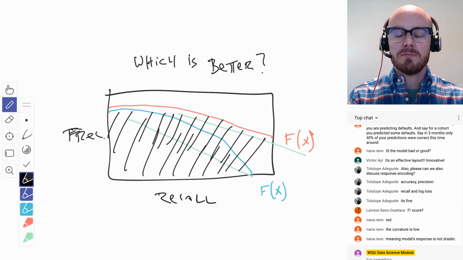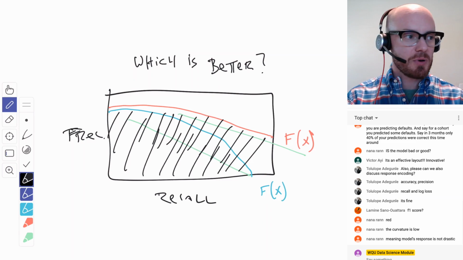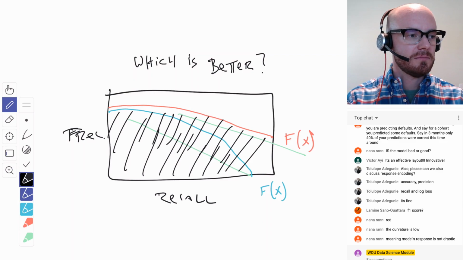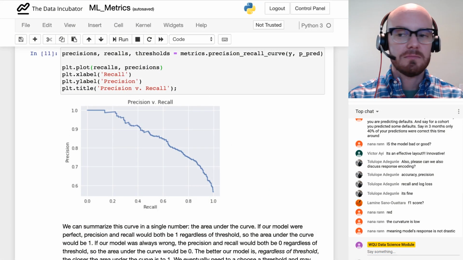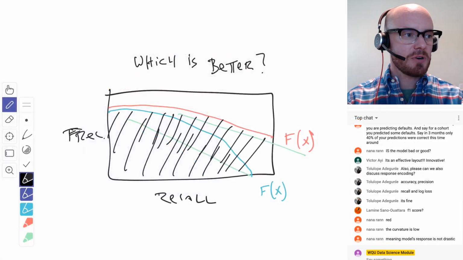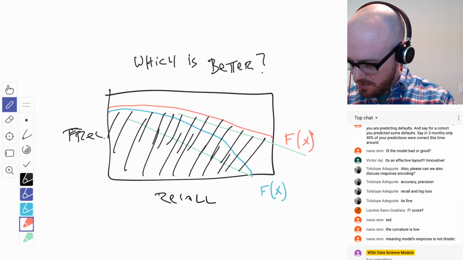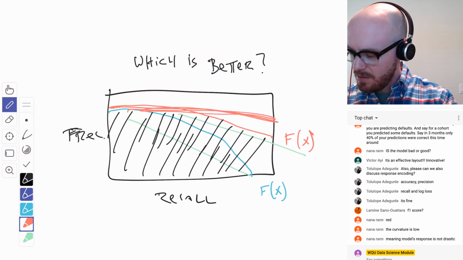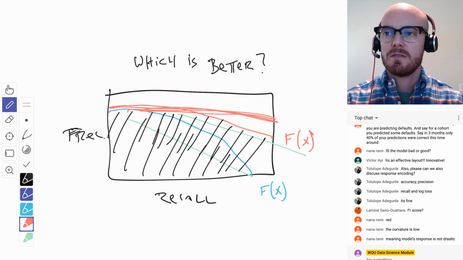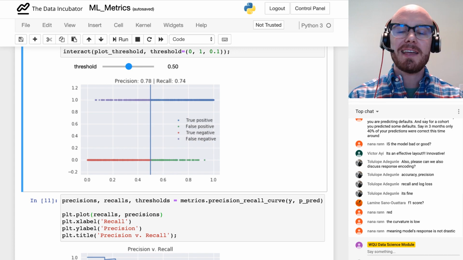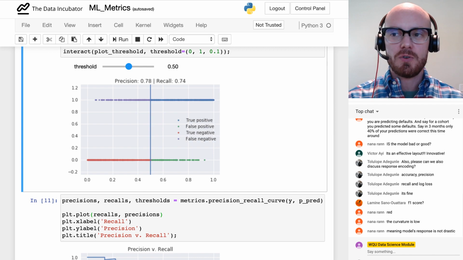So while it would be great to have this perfect flat model that we see here, what we really want to do is make sure that the metrics we're using for our model are in line with the priorities of the stakeholders who are building that model.